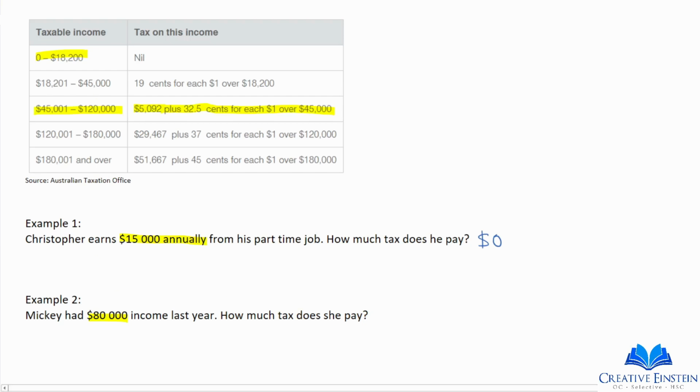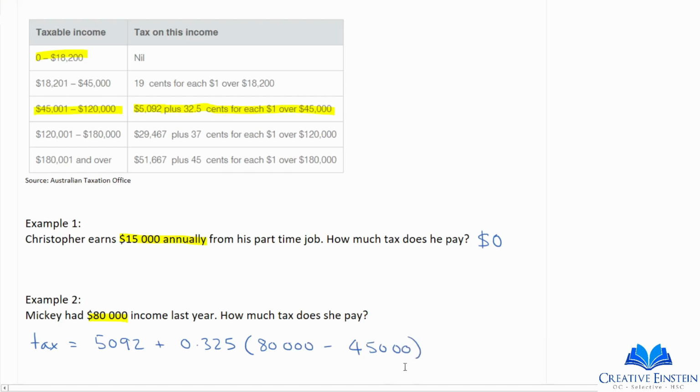We have her total income, which is $80,000, and that is a taxable income because there's no deductions there. So her tax will be $5,092 plus 32.5 cents for every dollar over $45,000. That means to find how much she is over $45,000, we take away $80,000, take away $45,000.